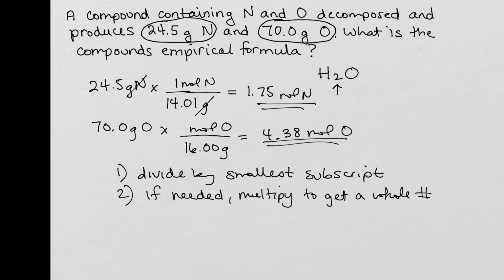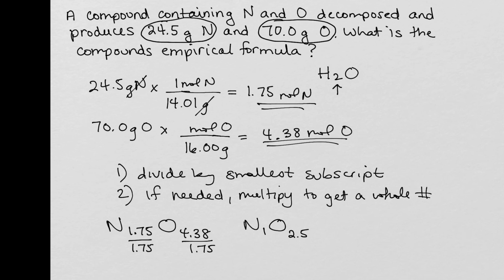All right, so if I took these mole ratios, 1.75 and 4.38 that we calculated, those are like the subscripts of my compound. So I have nitrogen, and I have 1.75 moles, and I have oxygen, and I have 4.38. But we don't like to have decimals or fractions as our subscripts. So the first thing I'm going to do is pick the smallest of those two numbers, which is 1.75, and divide both of those numbers by the smallest number. So if I divide 1.75 by itself, that gives me 1. And if I have 4.38 divided by 1.75, this comes out to 2.5.